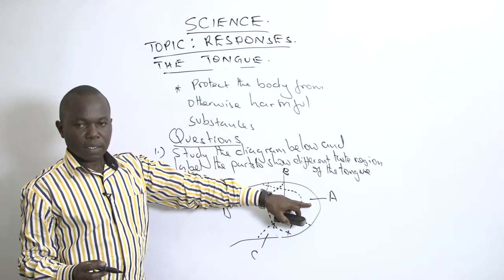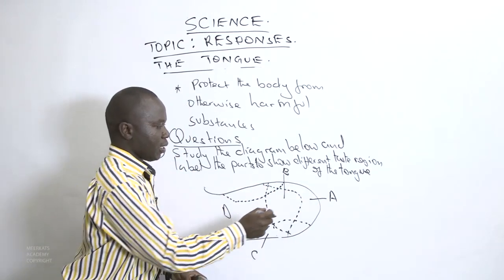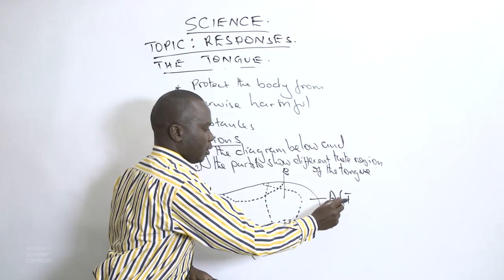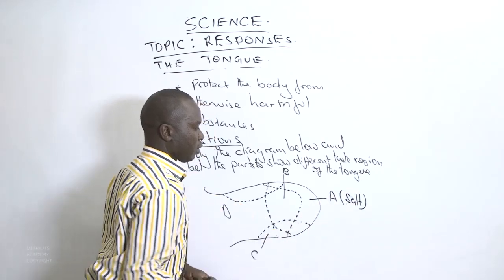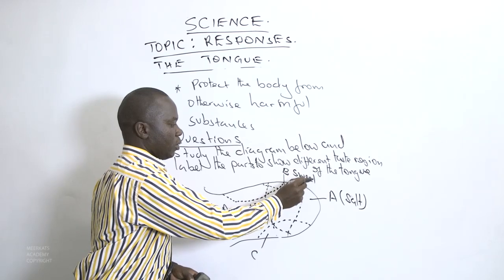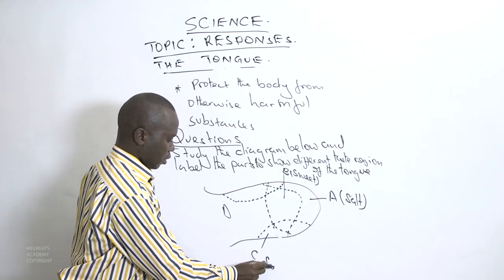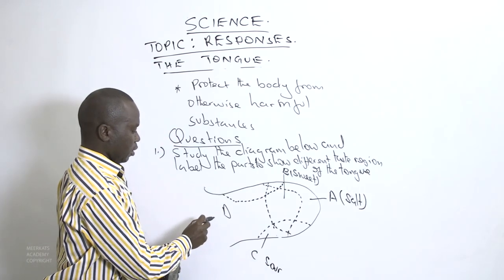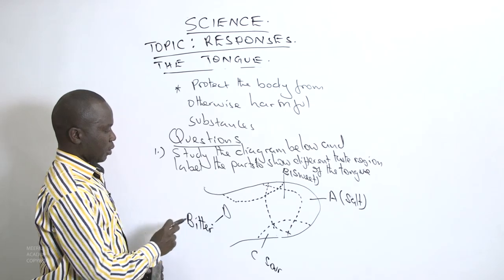So the part that is in front, the posterior part of the tank, it has which test? Salt. It will test salt. Then B, sweet test. C, sour test. And D, bitter test.